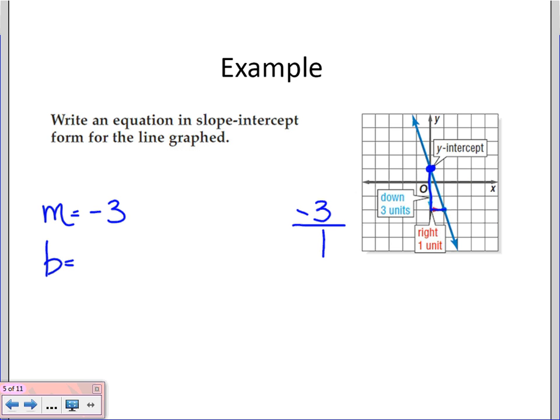And our y-intercept, our b, is where it crosses the y-axis. Remember, the y-intercept is wherever it crosses the y-axis. So where is that? At +1. So we have our m and our b, and from here we can write y equals -3x plus 1.